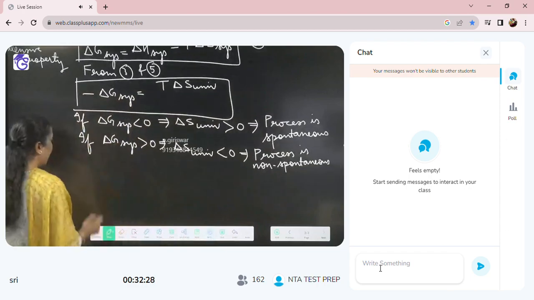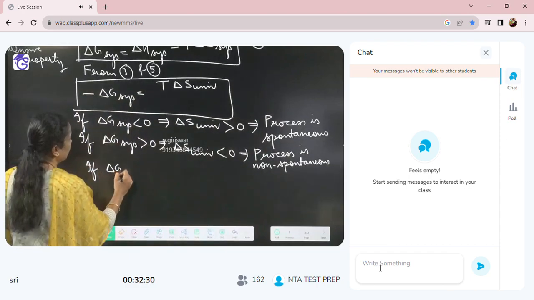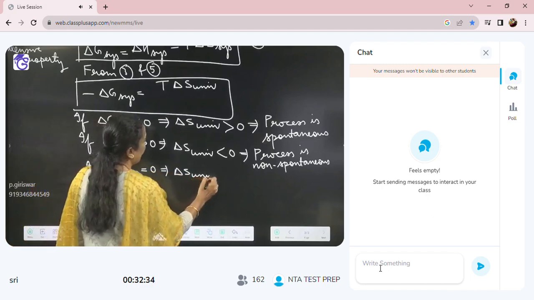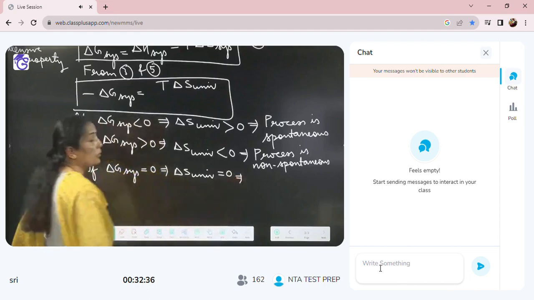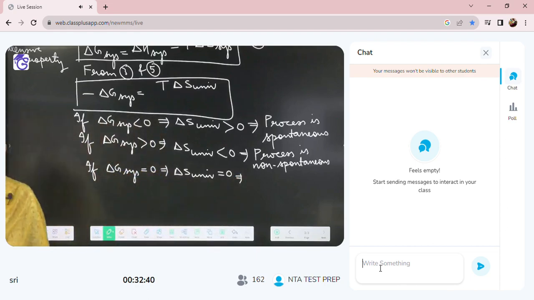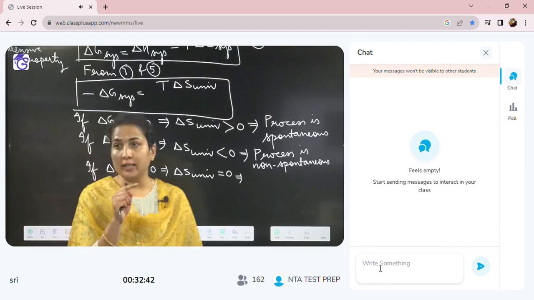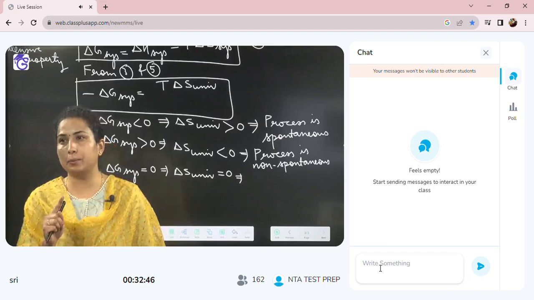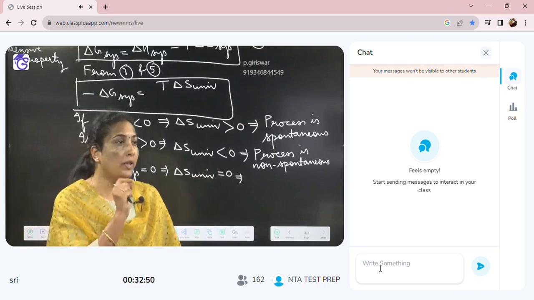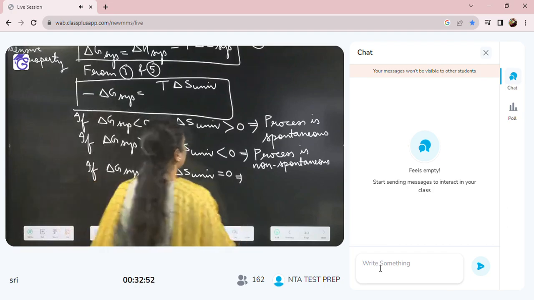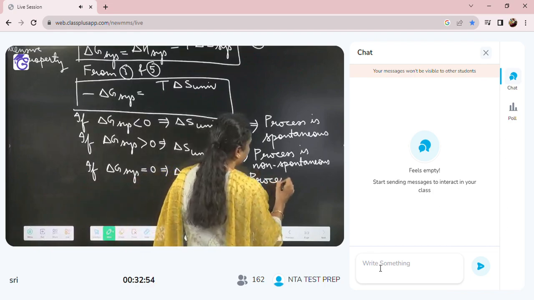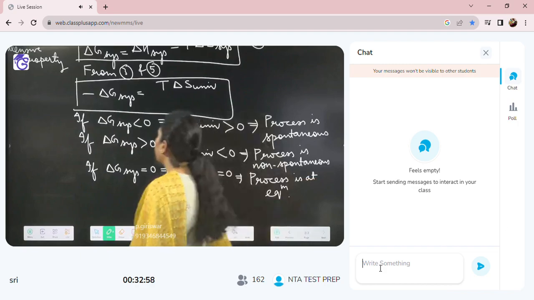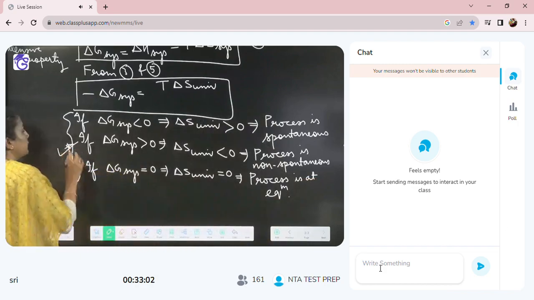Now the last condition: if delta G system is equal to 0, then delta S universe will become equal to 0. Do you recall that when I taught you the second law of thermodynamics, we wrote delta S universe equal to 0 for a reversible process, and in a reversible process, system and surrounding are always in equilibrium with each other. So I'll write here, process is at equilibrium.